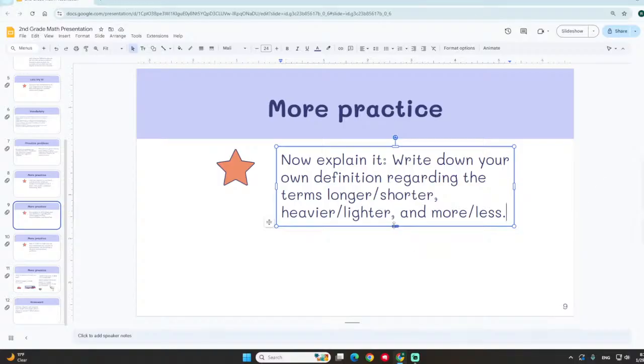So heavier and lighter, let's check your definition for this. You should have talked about how an object is heavier if it has more weight and lighter if it has less weight. So a soccer ball is heavier than a penny, and a penny is lighter than a soccer ball. These are adjectives that you can use to compare the different weight or height or length of objects.